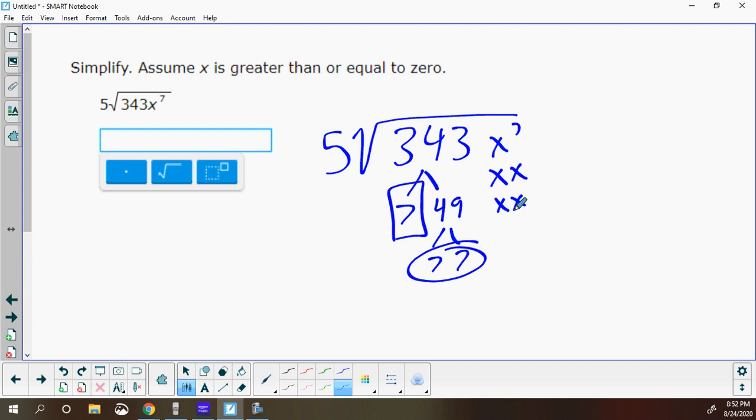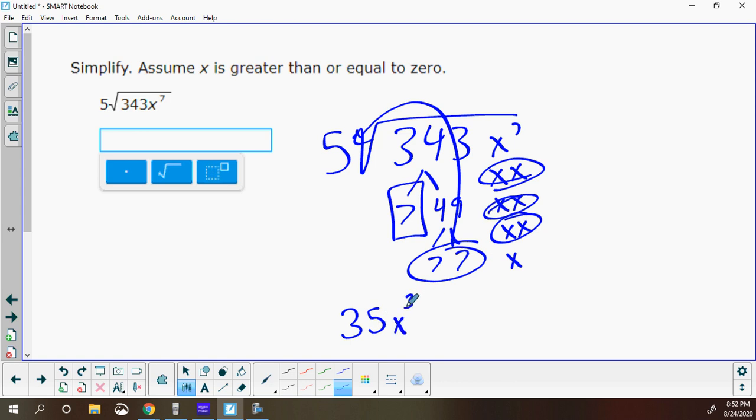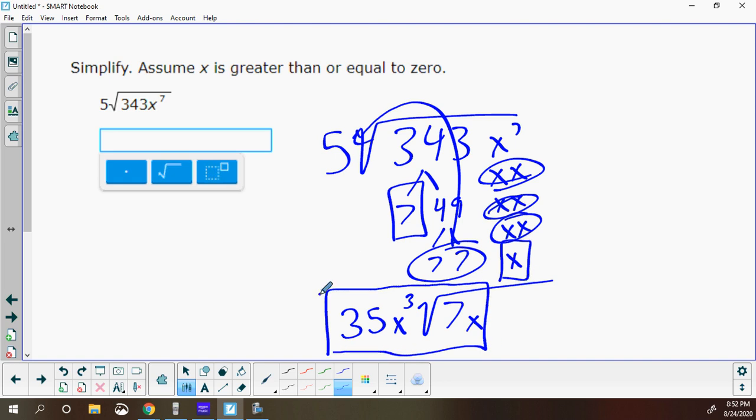Again, I'm just going to go ahead and list it to show you. 7 x's. 1, 2, 3 should be on the outside. So, this 7 moving out, 5 times 7 is 35. x, x cubed. Build your house. 7 and this 1 x. And that's your answer. Boom. Again, obviously plug it in correctly.